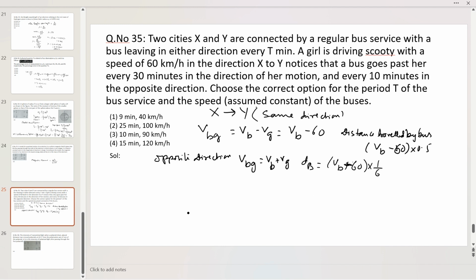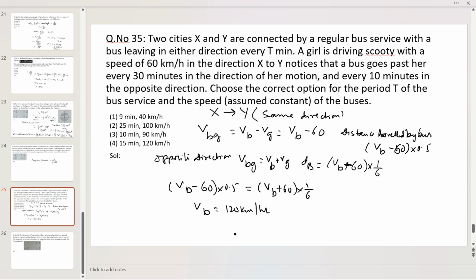So both these distances are the same, so here (Vb minus 60) into 0.5 is equal to (Vb plus 60) into 1 by 6. If you calculate this, you are going to get Vb is equal to 120 km per hour.